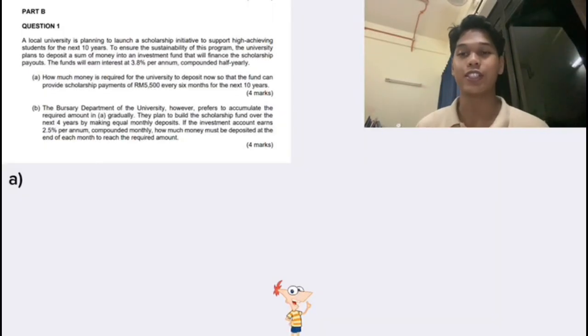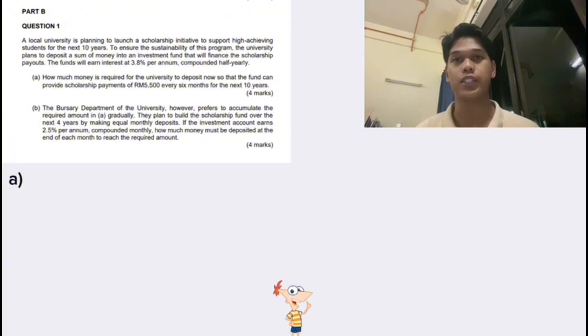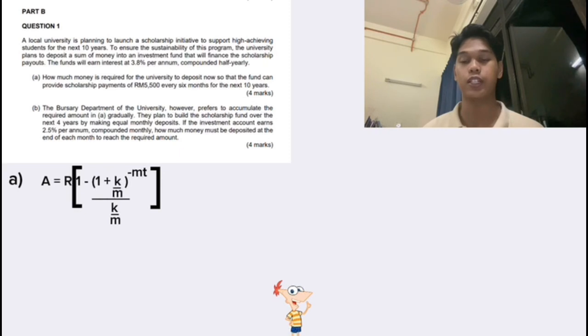Hi guys, so let's go to question A part B. How much money is required for the university to deposit now so that the fund can provide a scholarship payment of 5,500 ringgit every 6 months for the next 10 years? This question talks about the university's budget. So we use the formula to solve this question.